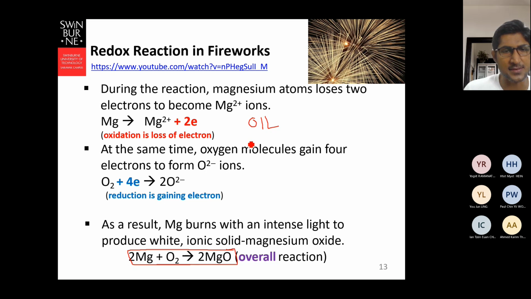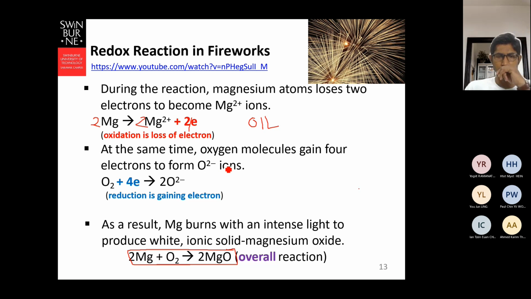Magnesium and oxygen forming magnesium oxide is happening. So you see that magnesium is losing 2 electrons, and oxygen is taking those 2 electrons. Of course, there are 2 oxygen atoms, so 4 electrons have to be taken. To get the 4 electrons, I have to oxidize 2 magnesium so that I will get 2 magnesium ions, and then 4 electrons, right?